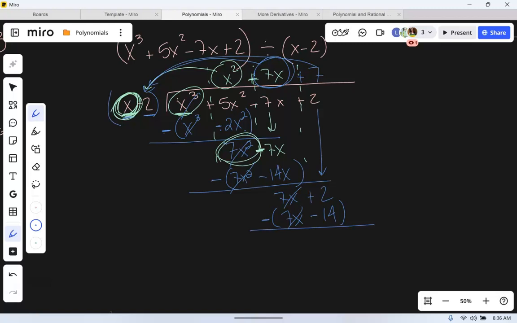All right. 2 minus negative 14, 16. There's nothing else to bring down. We're in the same boat that Casey's in over here before we start adding decimals and whatnot, because I don't want to add decimals to a polynomial, so I'm going to do this a little bit differently.